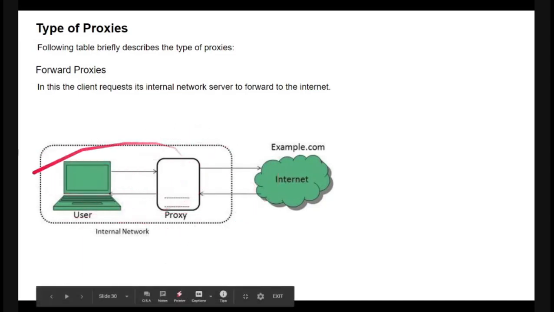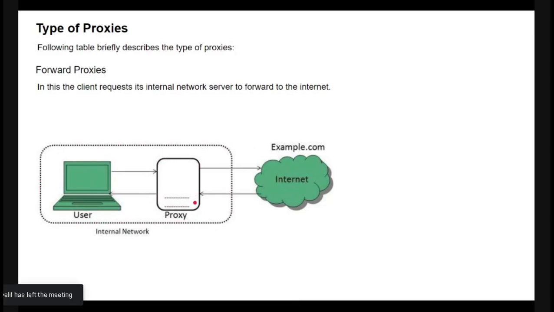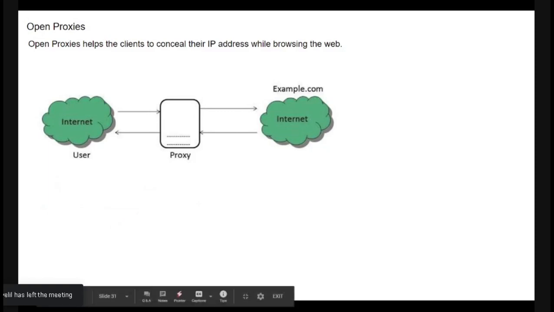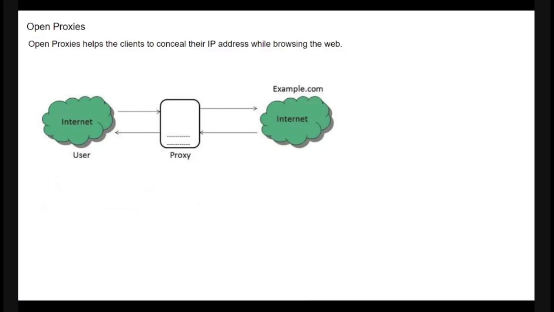Means internally they are going to perform the work, and then they are going to provide the data to the internet. Second is the open proxy. What does the open proxy mean? Open proxy helps the client to conceal the IP address while browsing the web. Means there is no connection between the user, proxy, and the internet. It is openly available to one and all. So this is the open proxy.